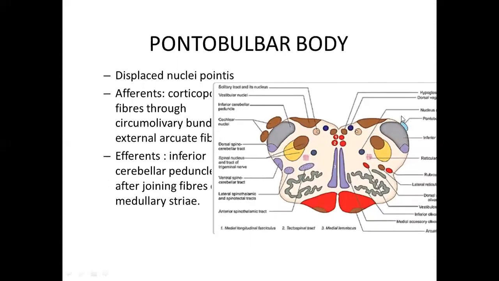Now over here you can have a better look. This one is the pontobulbar body.